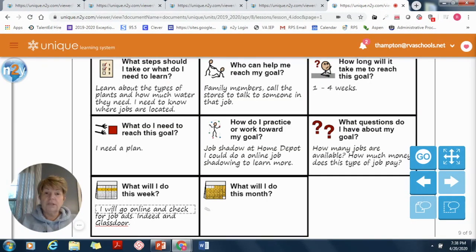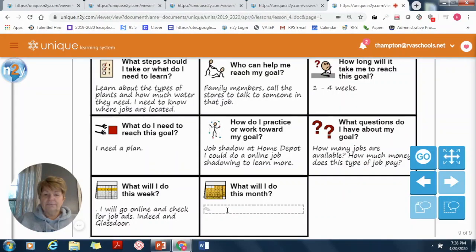I could call Home Depot, see if they're hiring in their gardening department. I could call Lowe's, see if they're hiring in their gardening department. I could see if they need a florist helper at Kroger or Publix. And just by calling, sometimes you can learn much more quicker, a lot quicker than just searching online.